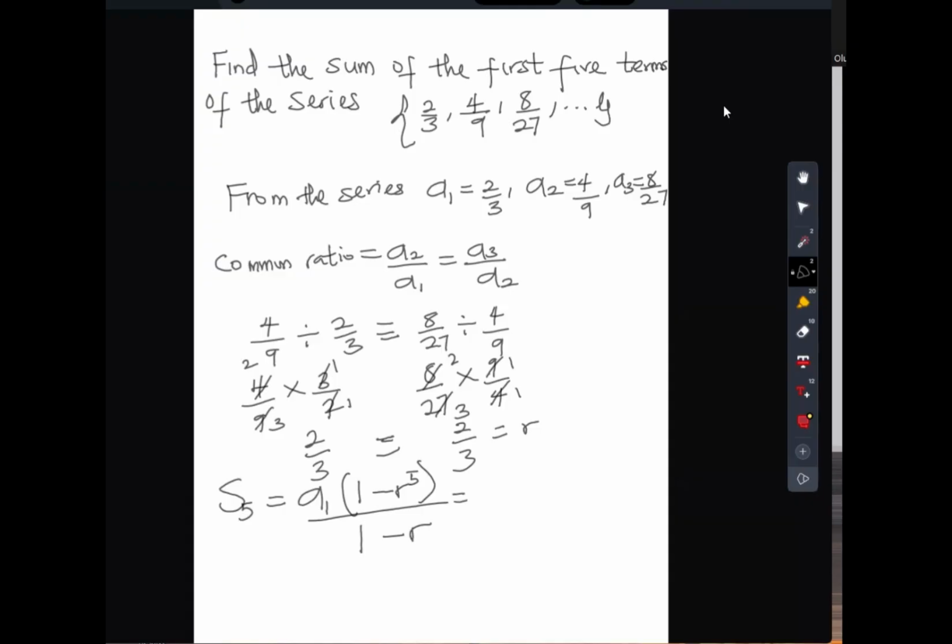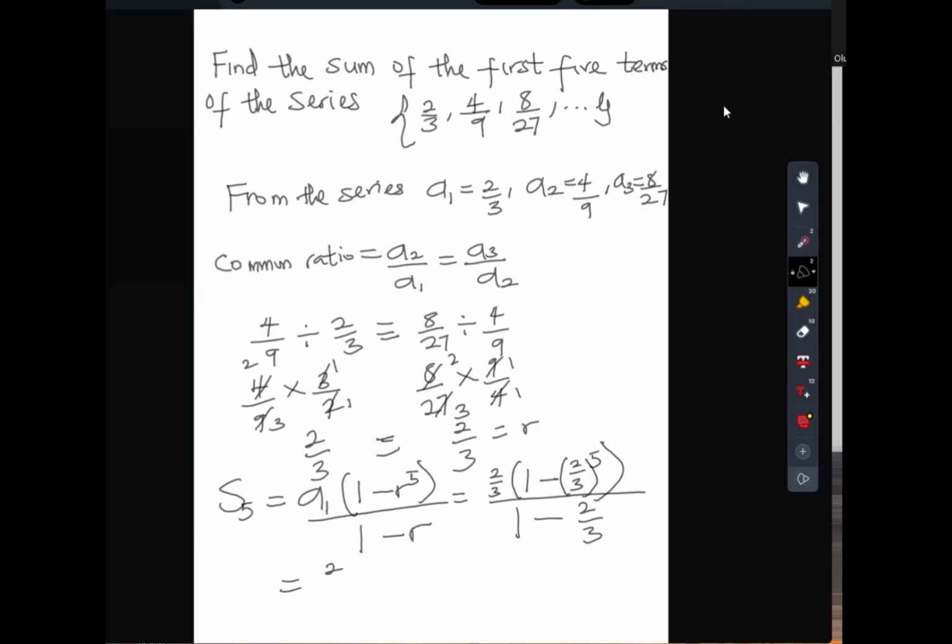My A1 happens to be 2 third. Then 1 minus my R, which is 2 third, to the power of 5, all divided by 1 minus 2 third. Now, let's quickly dive into what we have here.